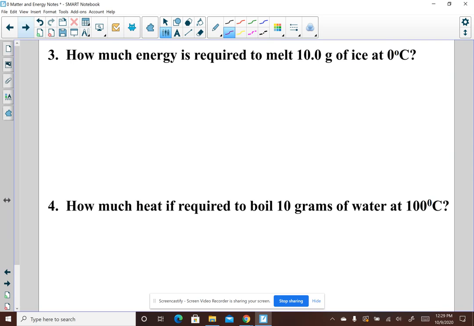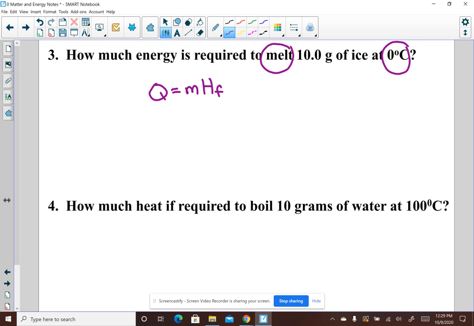Okay. Question 3, how much energy is required to melt 10 grams of ice at 0 degrees Celsius? So once I know there's a phase change, I know I can't use that delta T formula. Also, guys, they're only giving me one temperature. So if I only have one temperature and there's nothing to subtract, I can't use that formula. So my formula for melting is mHF.